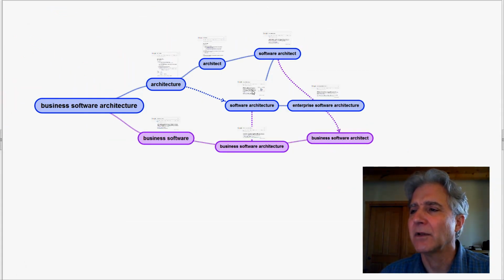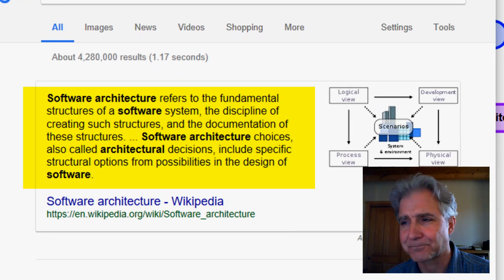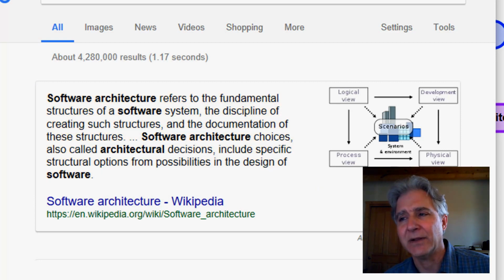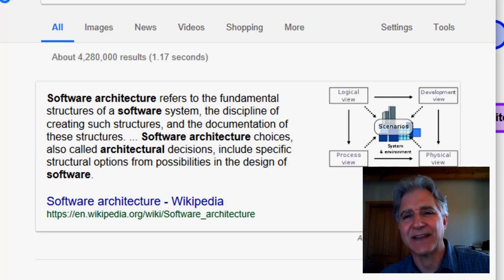When I looked for the definition of software architecture, I got this. Software architecture refers to the fundamental structures of a software system, the discipline of creating such structures, documentation, and so on. Well, it's back to the fundamental structures of a software system. So the software architect should be responsible for designing those fundamental structures primarily, not coding style and stuff like that. That's really very trivial compared to designing the fundamental structures.